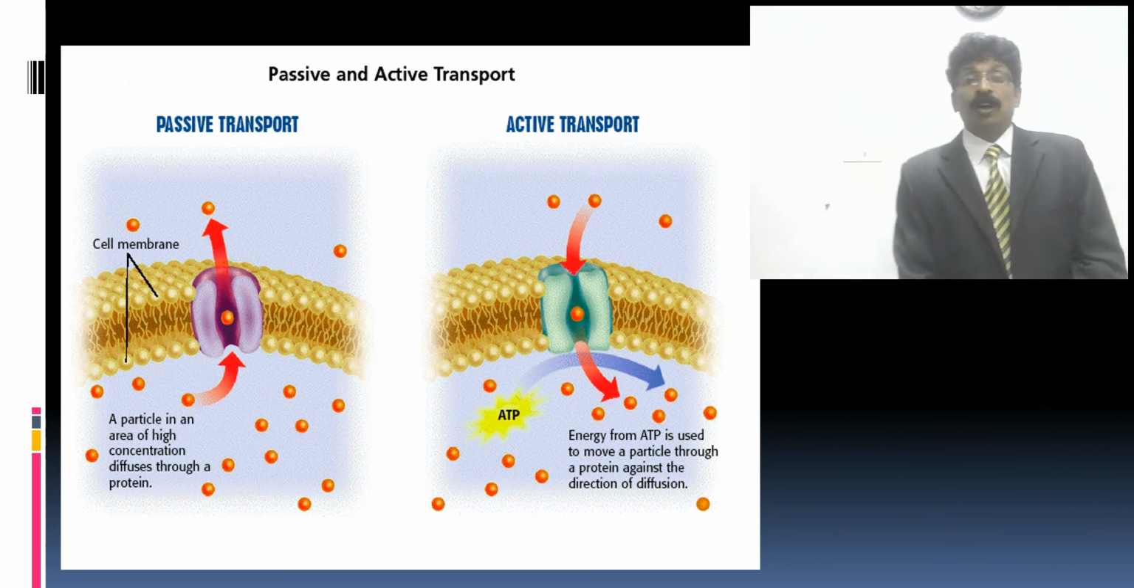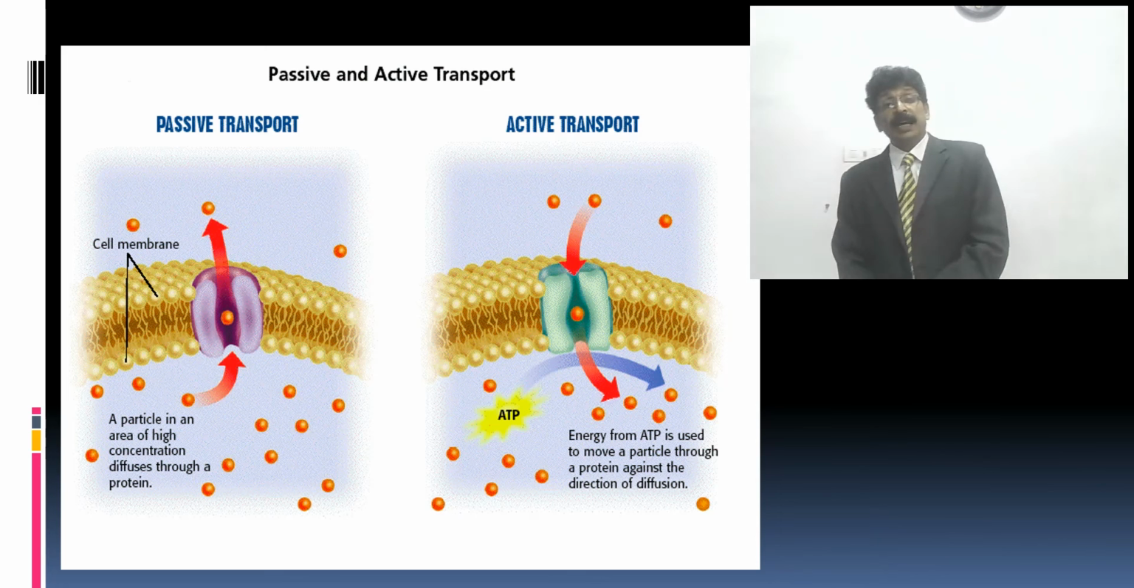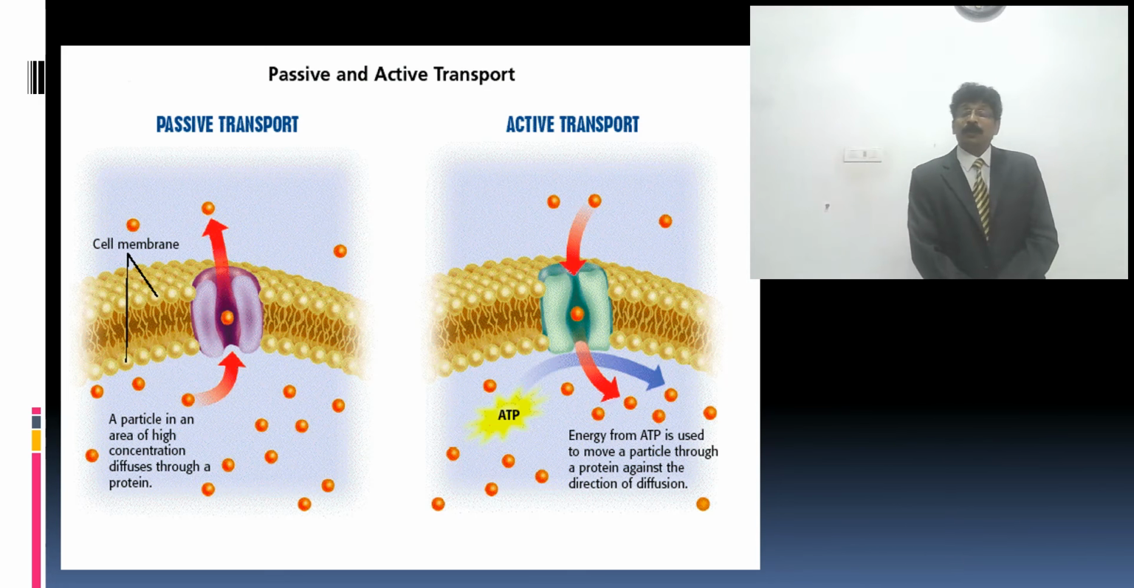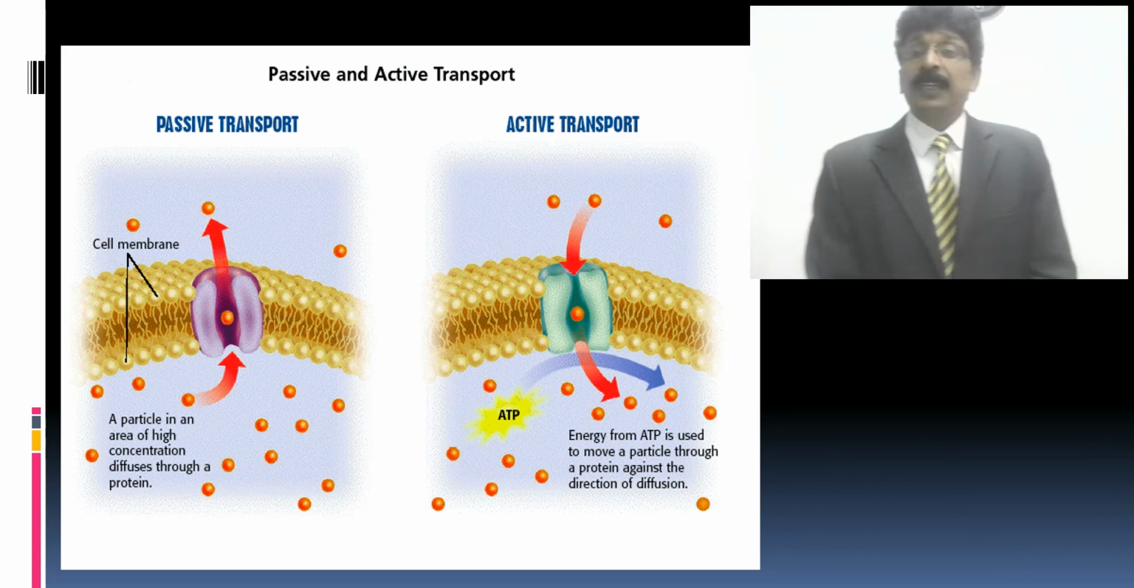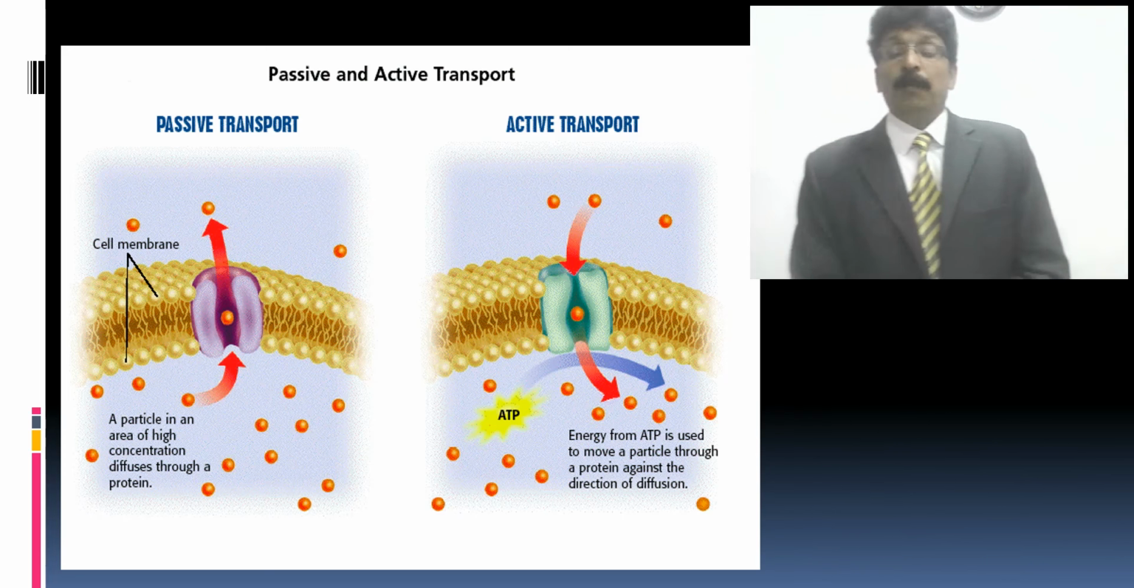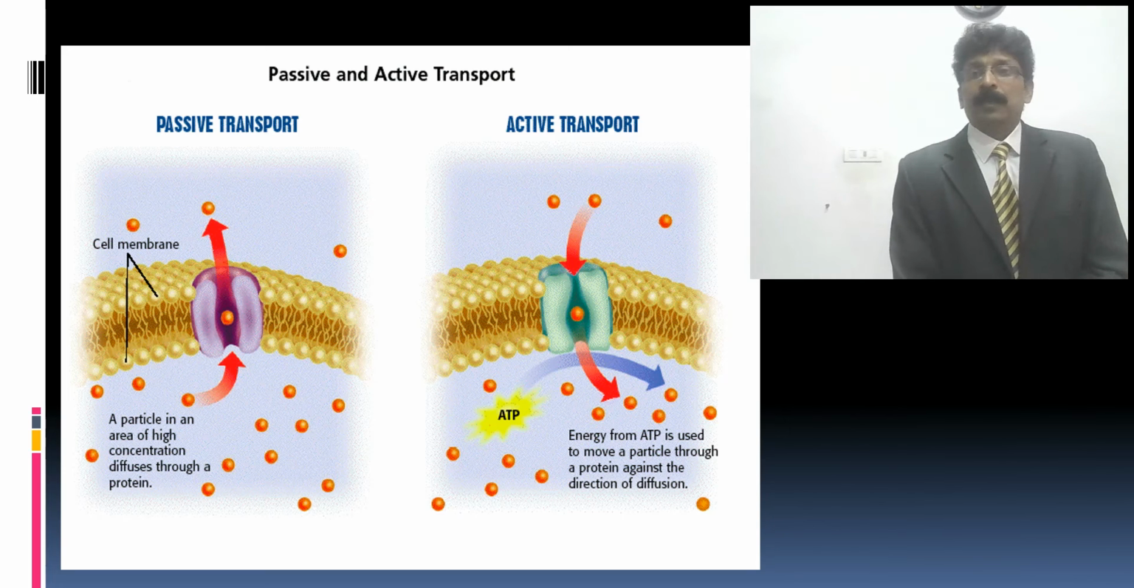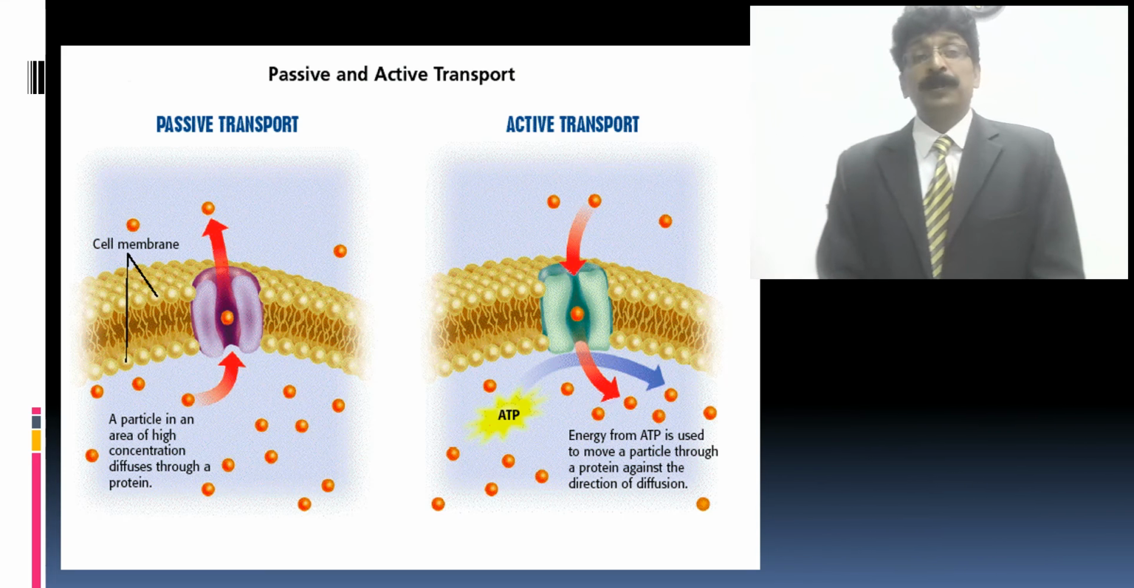It is in opposition to the direction. There it is higher concentration to lower concentration, but here it is lower concentration to higher concentration by using energy, by using ATP. So that is the difference between passive transport and active transport.